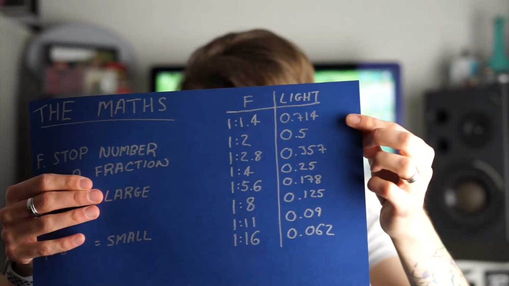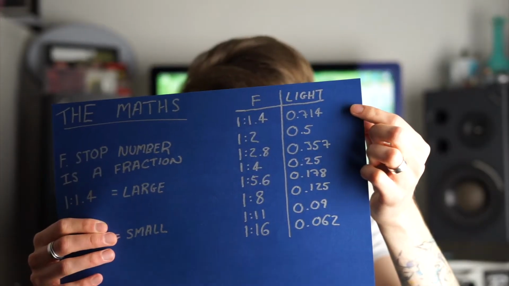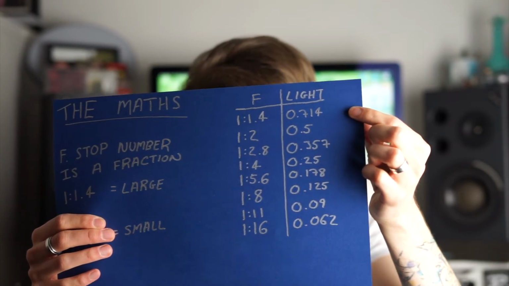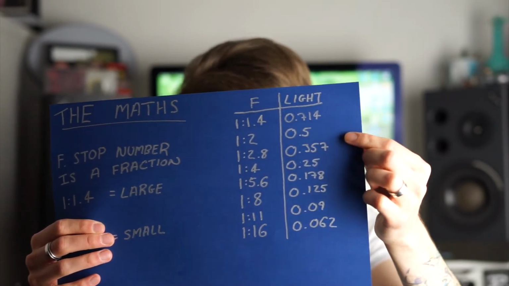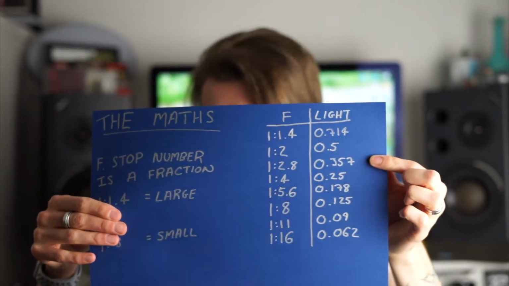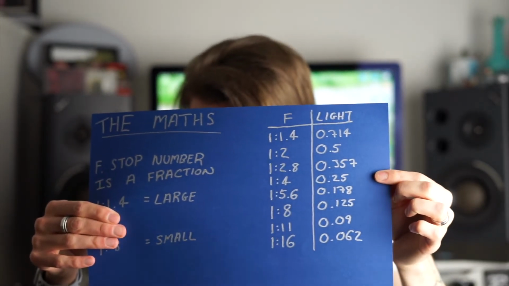This seems a bit counterintuitive, so let's do the maths. The reason why the smaller the number results in the larger aperture is because the aperture is actually a ratio, so it is 1 to 1.4. If we have a look at the maths, you can see that f1.4 lets in 0.714. If we move to f2, that lets in 0.5 because you're taking 1 and dividing it by 2. f2.8 is 0.357. f4 is 0.25, and so on and so forth. This is why the larger a number you have, the smaller your aperture actually is, because it's a ratio of 1 over that number.